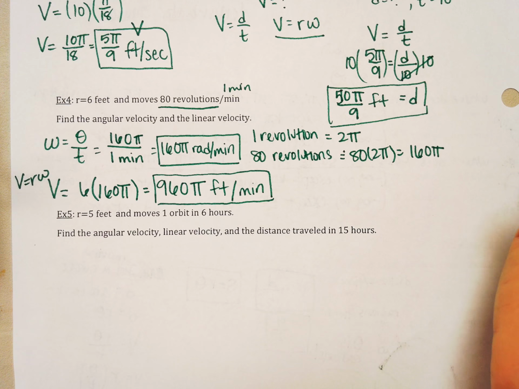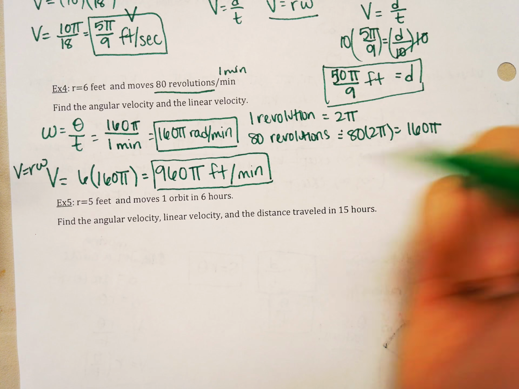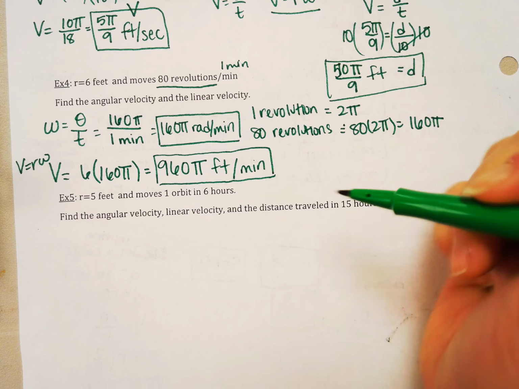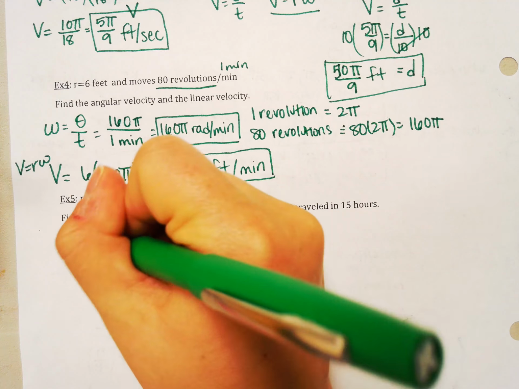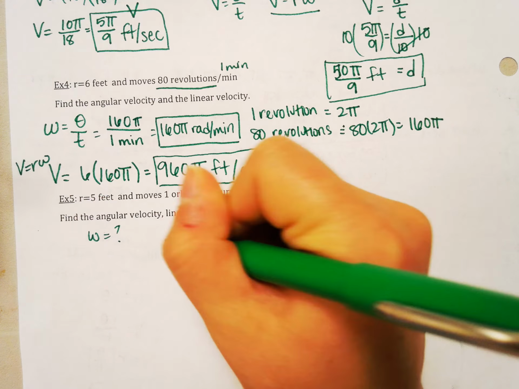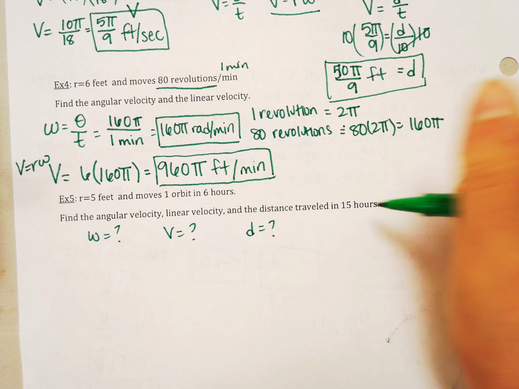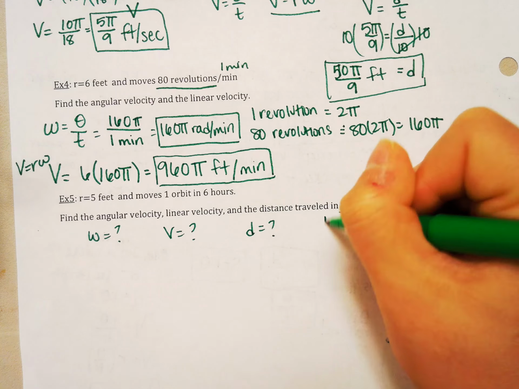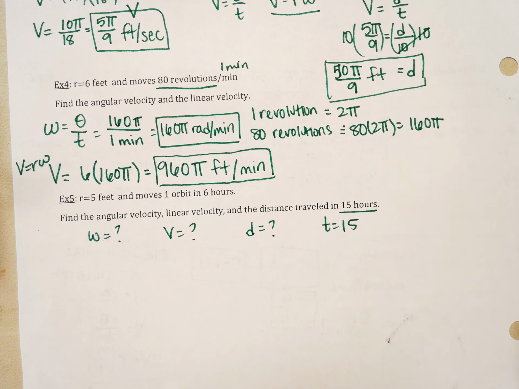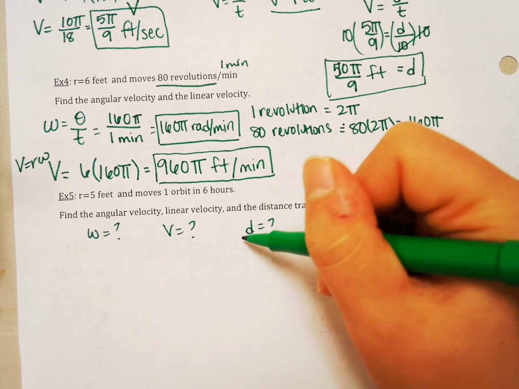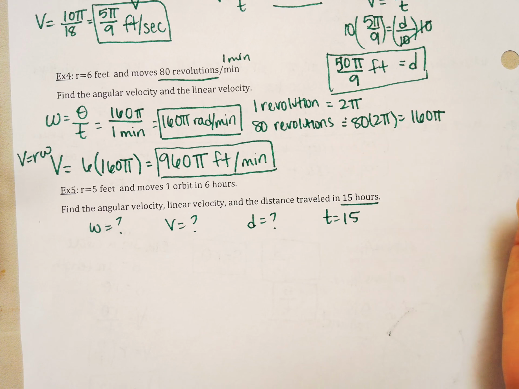Last one. We are finding the angular velocity, linear velocity, and distance. So I'm looking for this unknown, I'm looking for a v, and I'm also looking for the distance, and this is traveling in 15 hours. So my time for this part, at least the distance section, is going to be 15 hours.